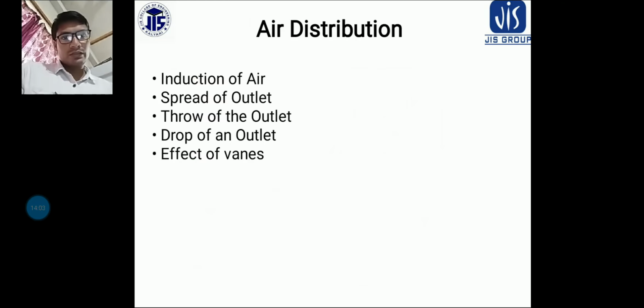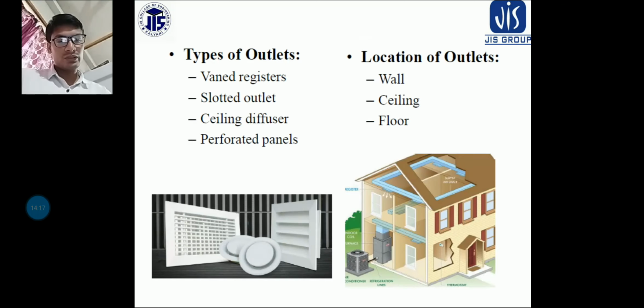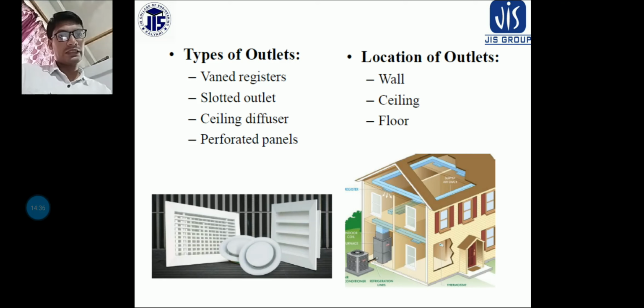Let us talk about air distribution in the air distribution system. Induction of air, spread of outlet, throw of outlet, drop of the outlet, effect of vents. These are the important points which have to be discussed here. The types of outlets are vane registers, slotted outlets, ceiling diffusers, and perforated panels. And the location of the outlet can be wall, ceiling, or floor.